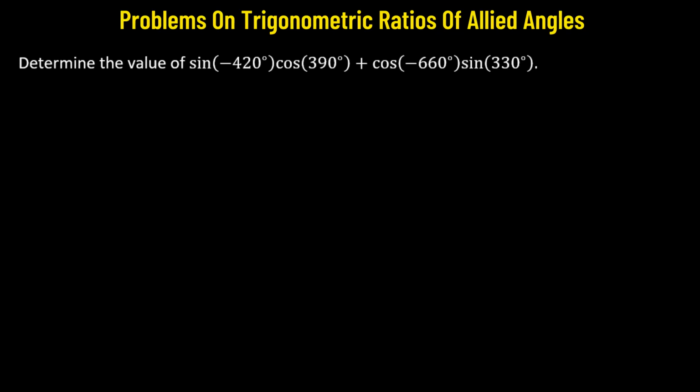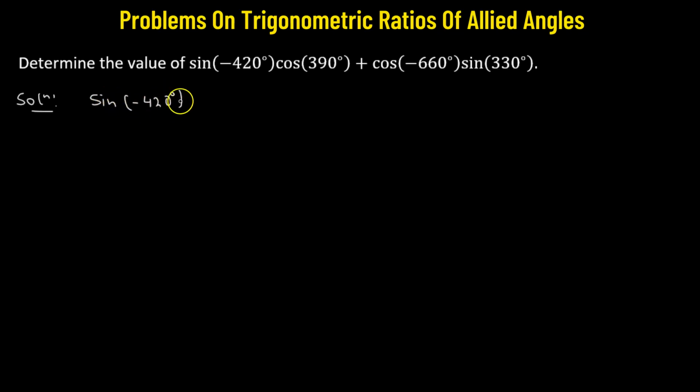We need to find out the value of the given trigonometric expression. Let us begin. First, we will try to find out the value of each of the given trigonometric ratios. We will begin with sine of negative 420 degrees.